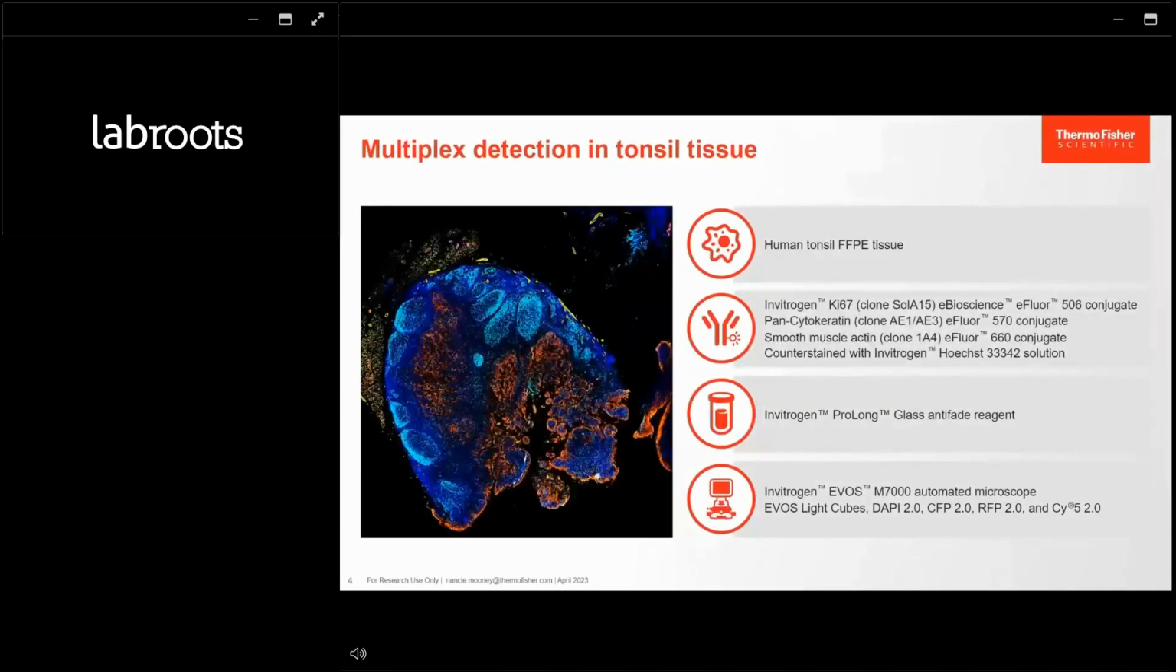In this example of multiplex detection in tissue, this is a human tonsil. We have stained it with multiple different antibodies that were conjugated to fluorescent probes. Here we are looking at Ki67, a marker of cell proliferation, as well as pancytokeratin and smooth muscle actin. We have also counterstained using a chemical to identify the cell nuclei. So what this allows us to do is look at the various spatial areas in this tonsil and identify, for example, where proliferating cells are, as well as the more smooth muscle actin rich and cytokeratin rich areas in this tonsil, for example, in the crypts.